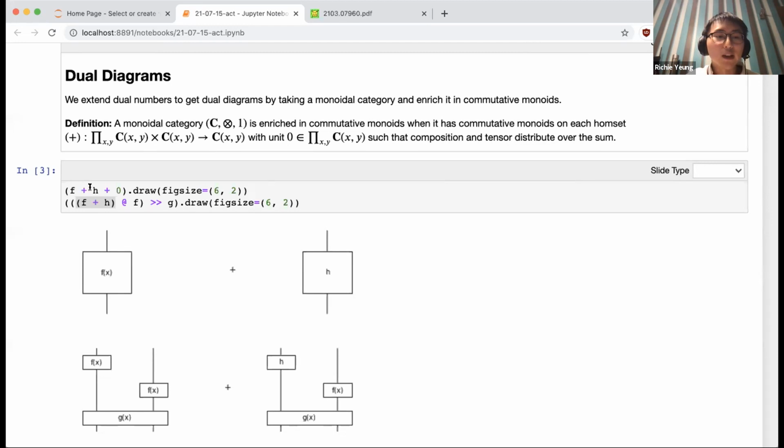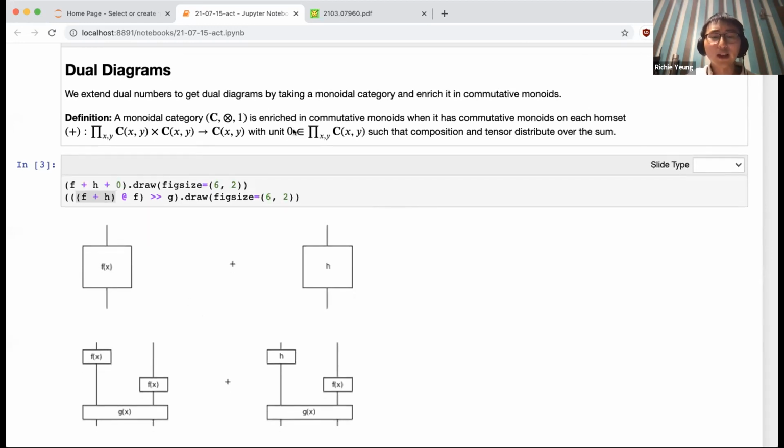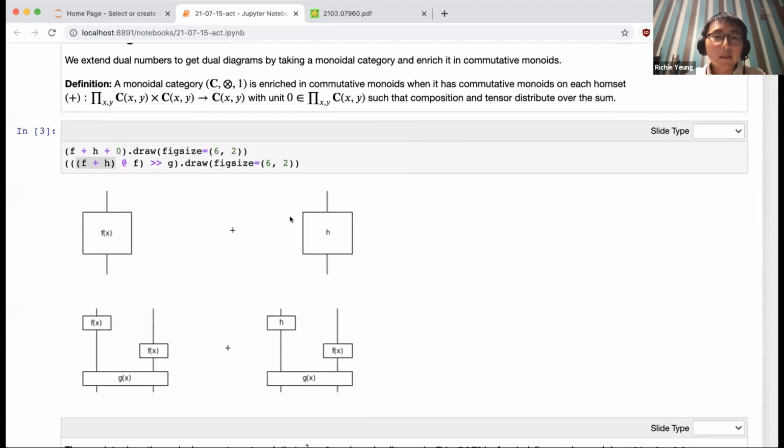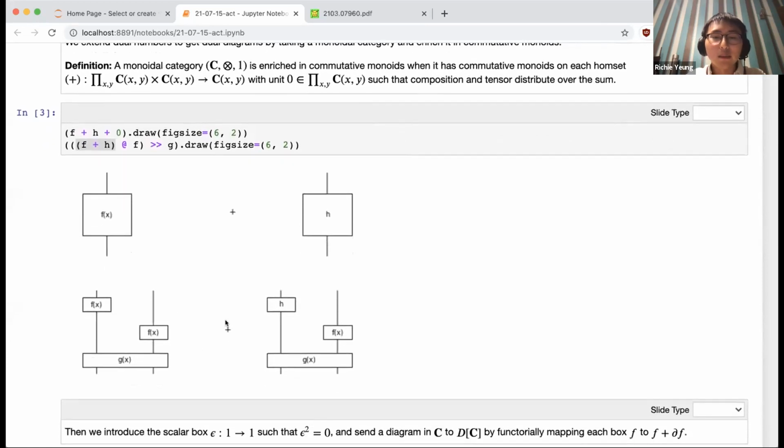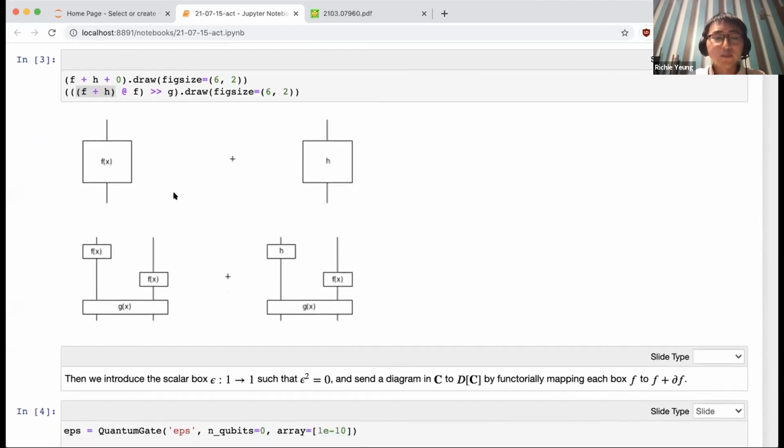So that's what's going on here. If you do the box F plus the box H, you get an overall diagram with input types and output types of 1 qubit and 1 qubit respectively. And obviously the zero has to act as the zero element in the monoid. And then for this diagram, it's just to exemplify that the composition and the tensor operators distribute over the sum. So if you do F plus H as you have here, and then you tensor F, you need to tensor both of them by F. And then when you compose by G, you need to compose both of them by G.